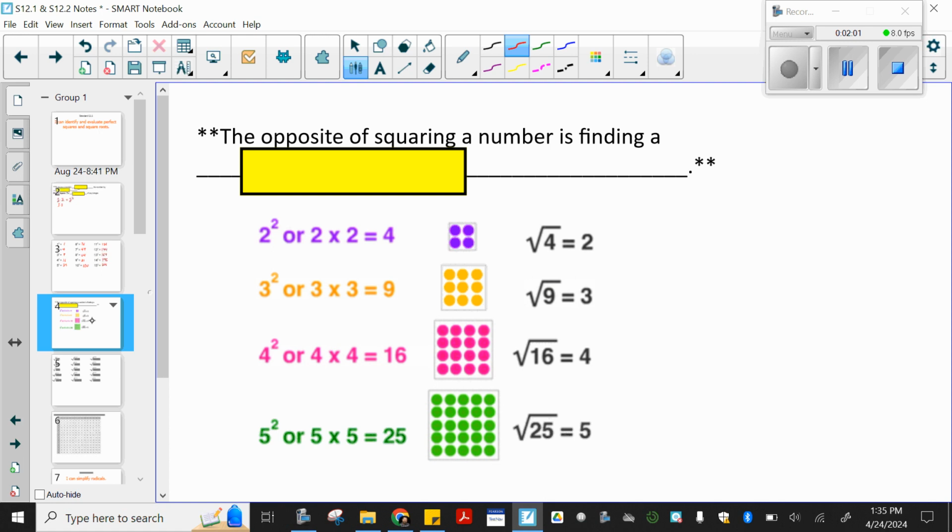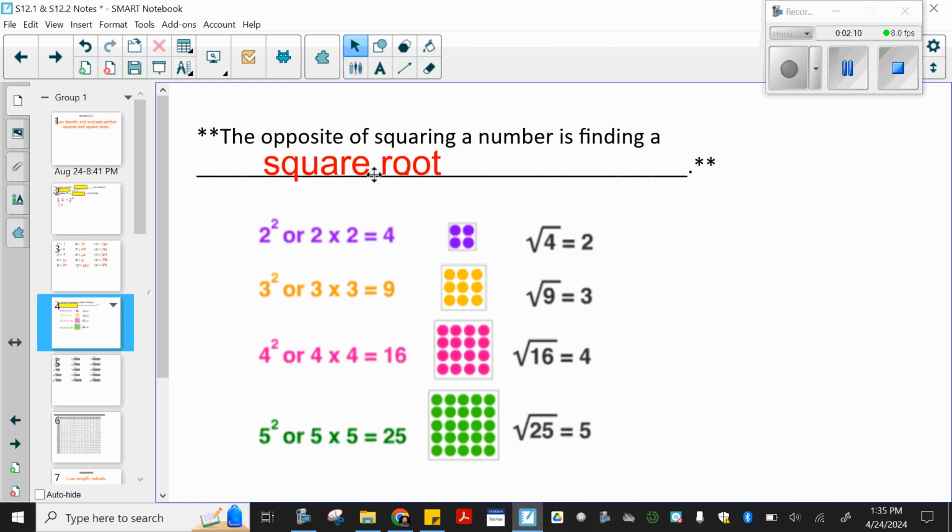So the opposite of that is finding a square root. So the opposite of a square is a square root. So, there's the arrow here, square root. Let's write that in. So the opposite, so we just did 2 squared. 2 times 2 is 4. Well, the square root of 4 is 2. It takes us back to the original number.